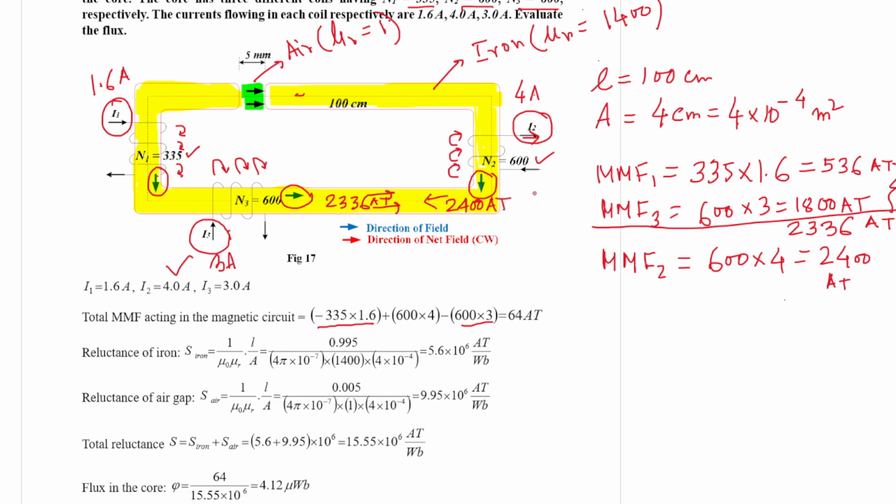So the net MMF is equal to 2400 minus 2336, which is equal to 64 ampere turn, and which is directed along this direction. Okay, so direction of the net field is this. This is the direction of the net field, which is 64 ampere turn.